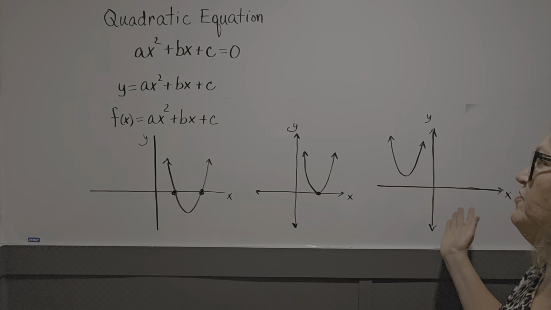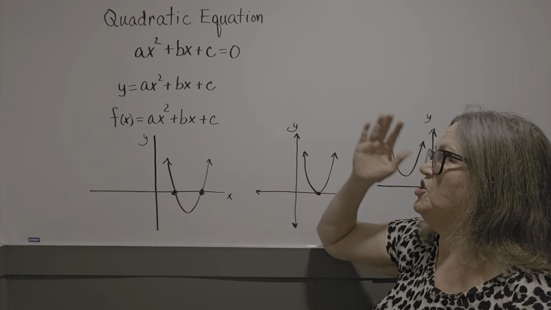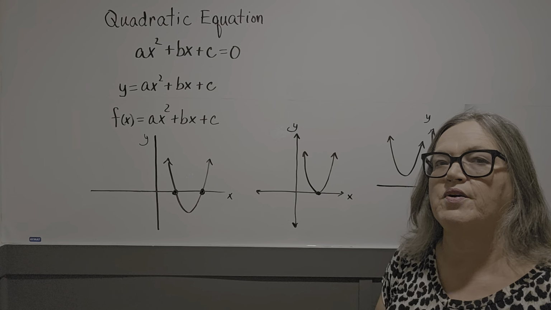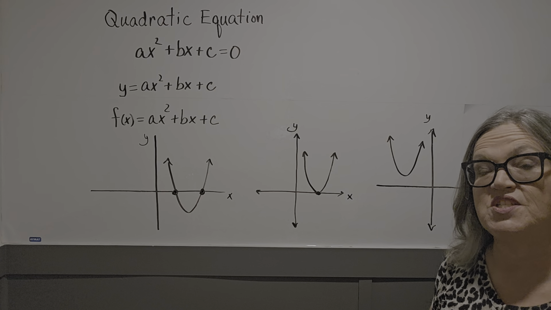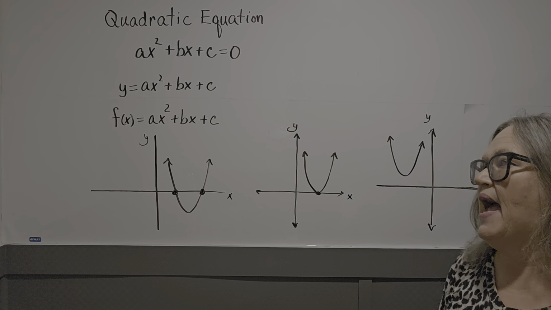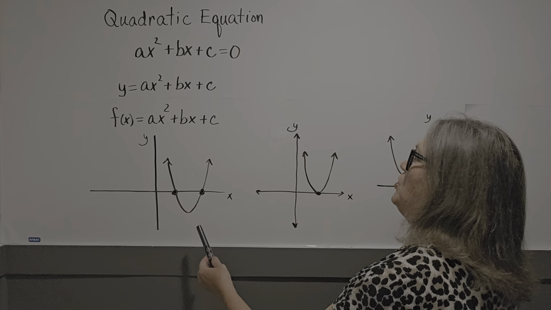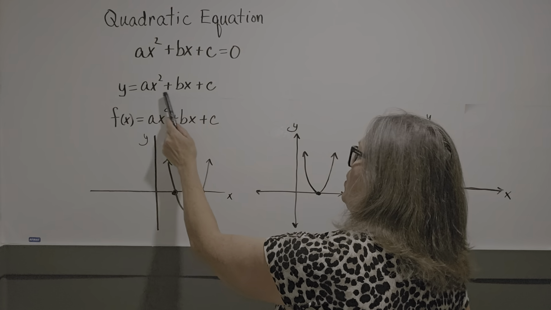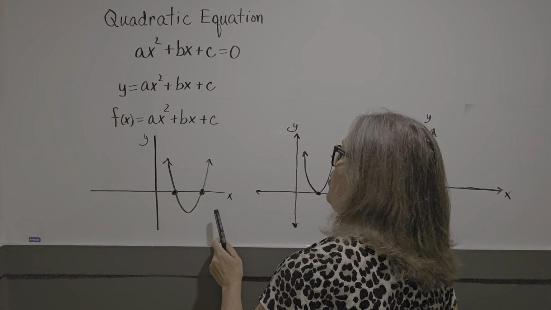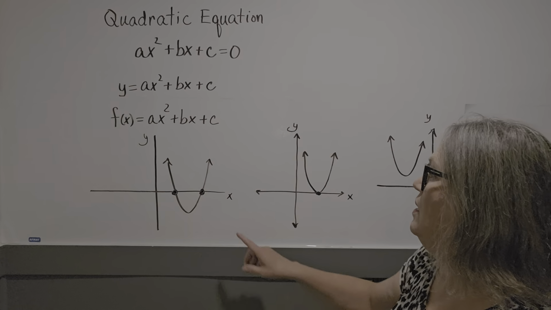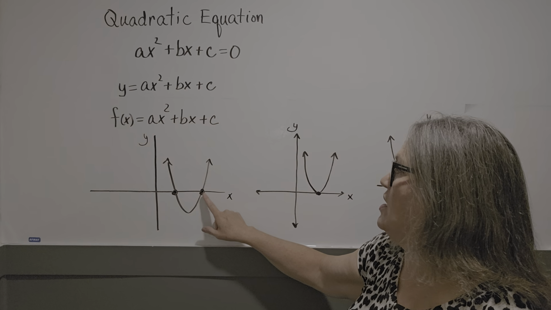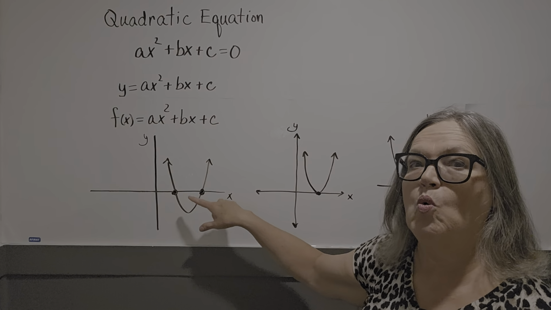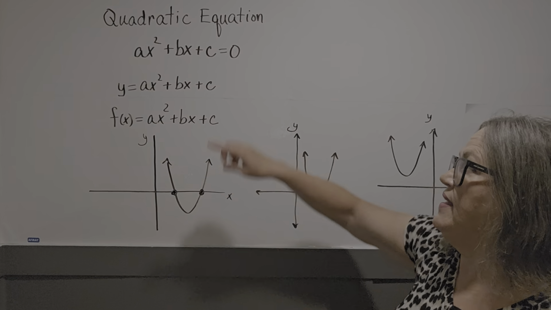And what does this have to do with the quadratic equation? Well, the quadratic equation is a statement that says ax squared plus bx plus c equals 0. And in order for that to happen, this y, which is the ax squared plus bx plus c, must equal 0. And that can happen only when the parabola crosses the x-axis, because on the x-axis, all y coordinates are 0. And that's what we're looking for.